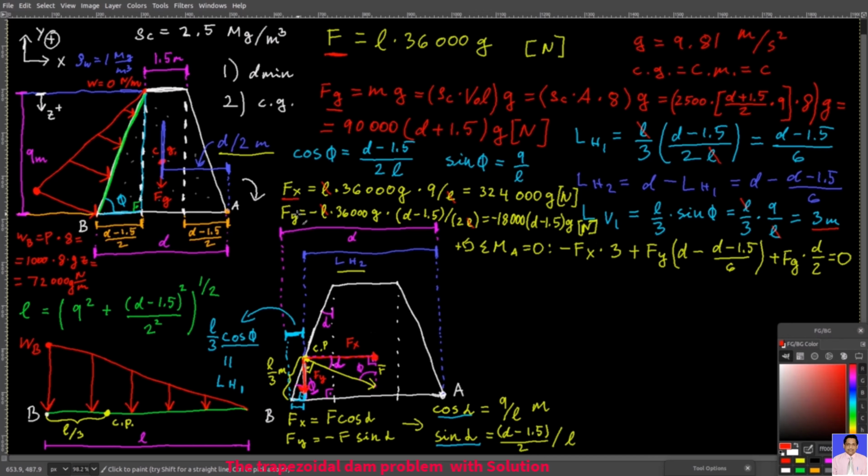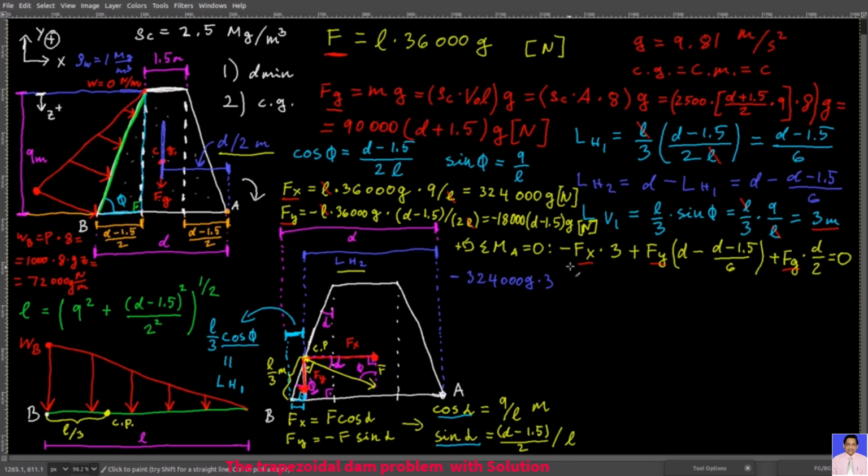And now you can put your Fx and Fy into your moment equation, along with your Fg, which is 90,000 times d plus 1.5 times g. So the first term, it's this one, minus Fx times 3, it's this one here. Then the second term, it's this one here. And finally, the third term, which is this one here. And all that equals 0.